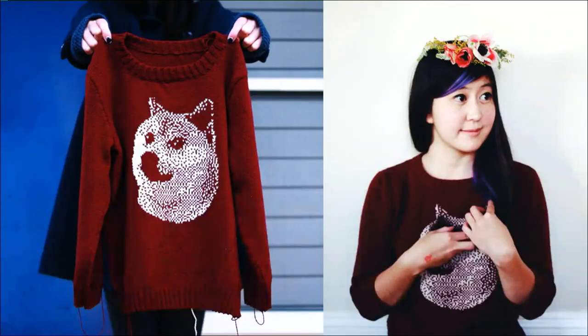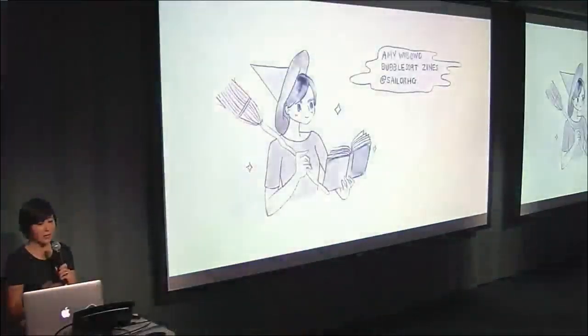So uploading this image of a doge gives you this yarn printout, kind of like this, which with additional arm pieces you can turn into a full sweater.